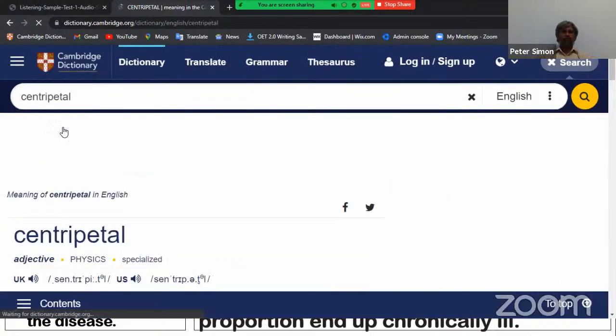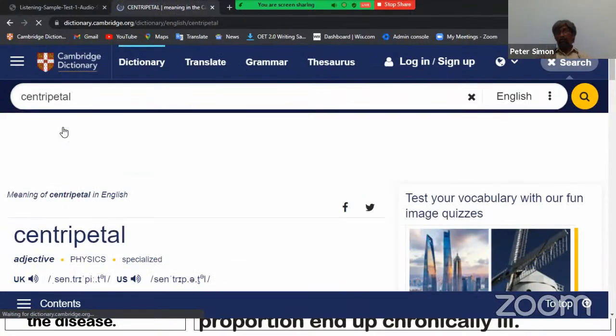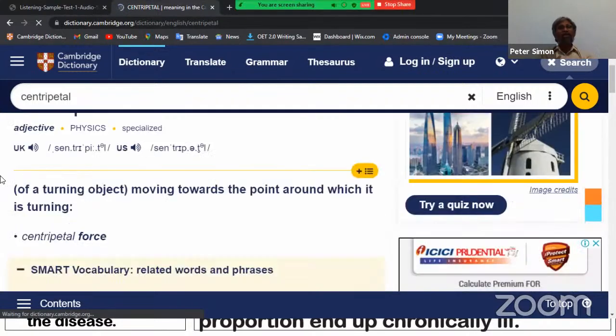Centripetal. That means a whirlwind. Whatever is outside, it will pull inside. Whirlpool, whirlwind. Of a turning object moving towards the point around which it is turning. It moves towards and ultimately falls into it. That is centripetal.